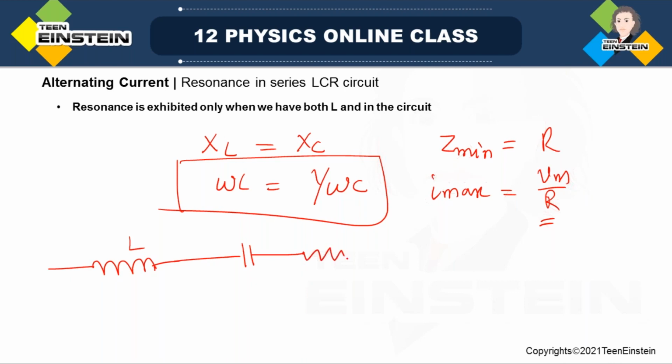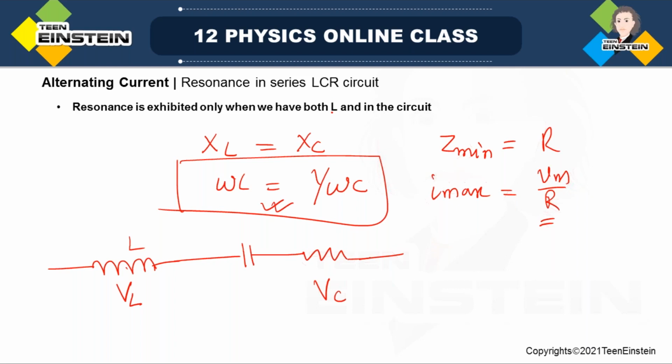So this is L, this is C and R. In the LCR circuit, what we have seen is that in the resonance condition the voltage across L is exactly equal to VC but with the opposite sign, such that the voltage across the inductor is cancelled by the voltage across the capacitor in the case of an LCR series circuit at resonance condition.